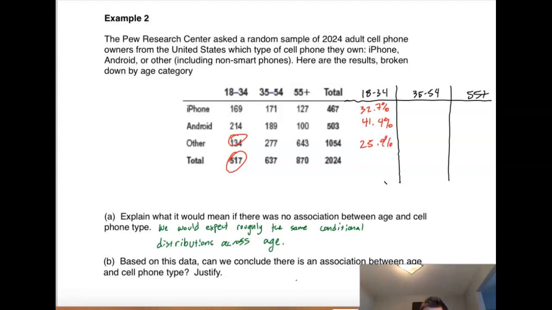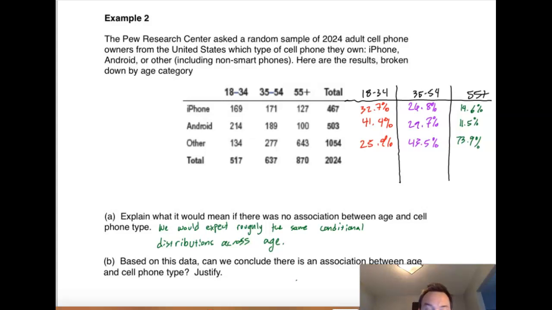And I'm just going to do the same thing for the other age groups. If I were to add that column up, it should be close to 100%. It probably won't be exactly 100 because I rounded to the nearest tenth, so you could get some round-off error. Okay, so I've finished computing my conditional distribution for each age category.